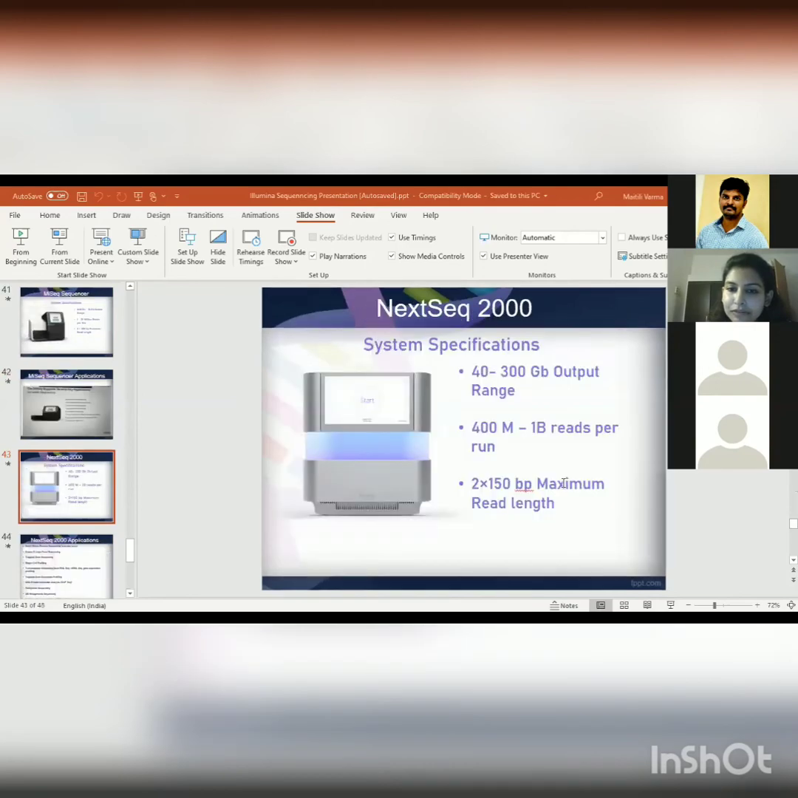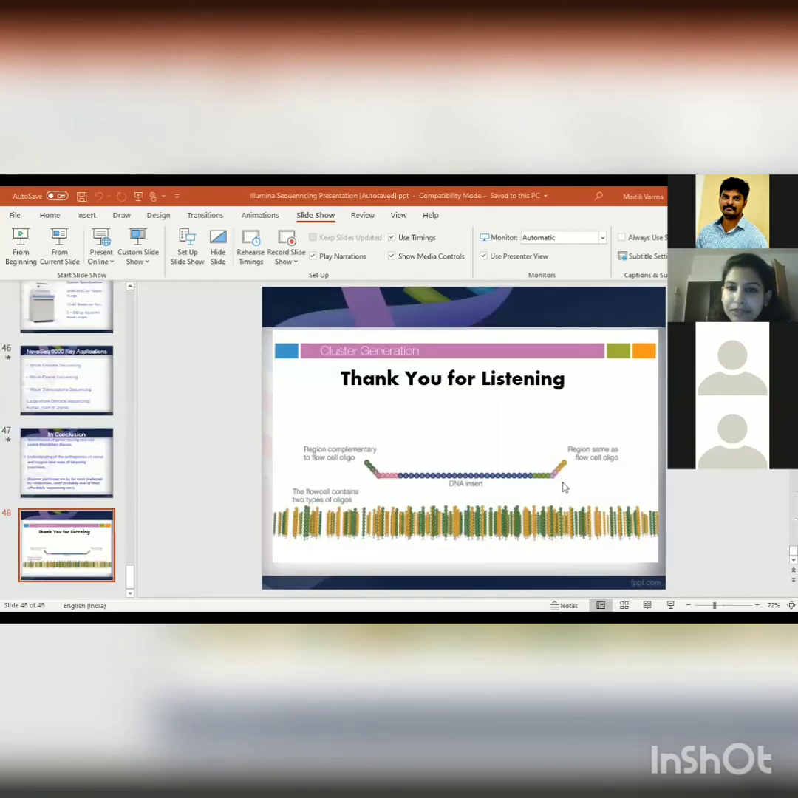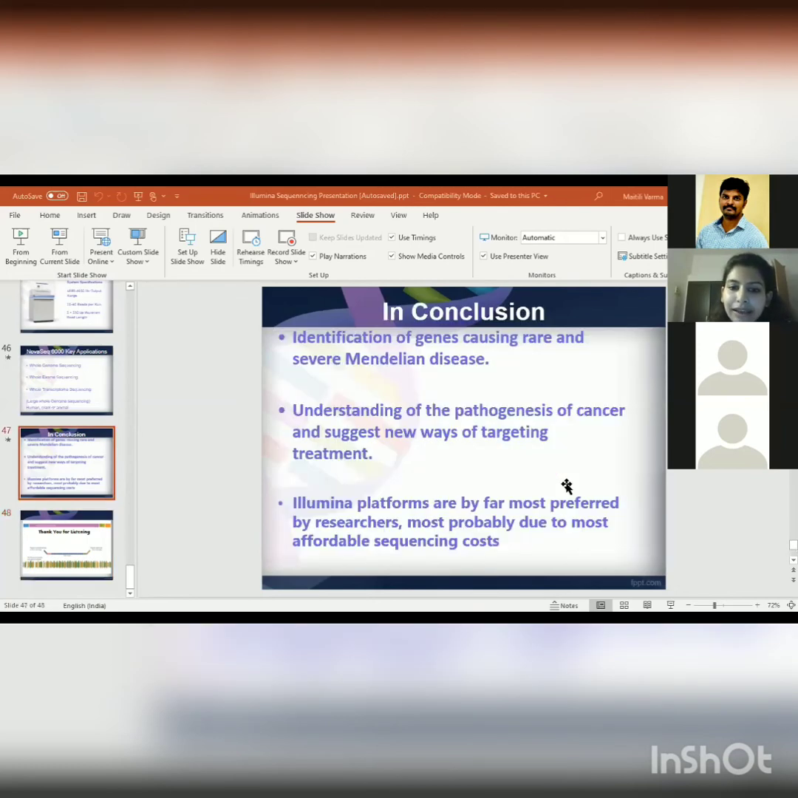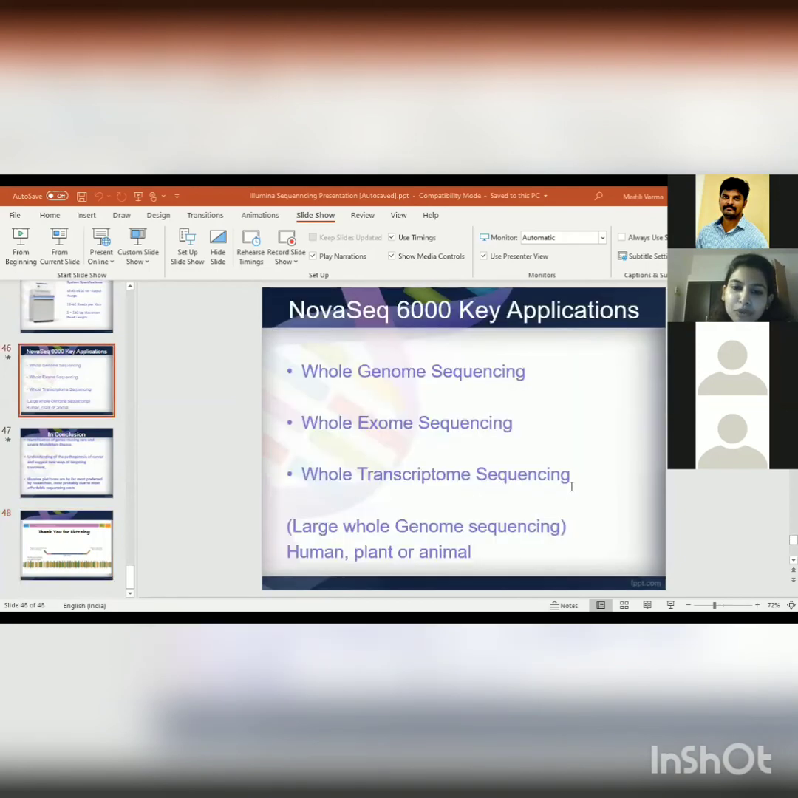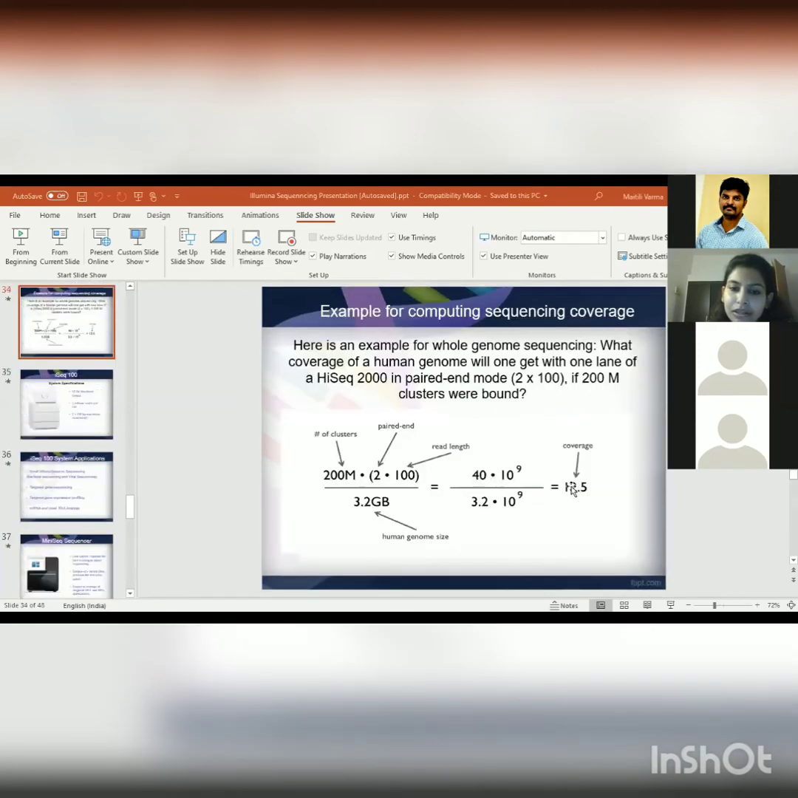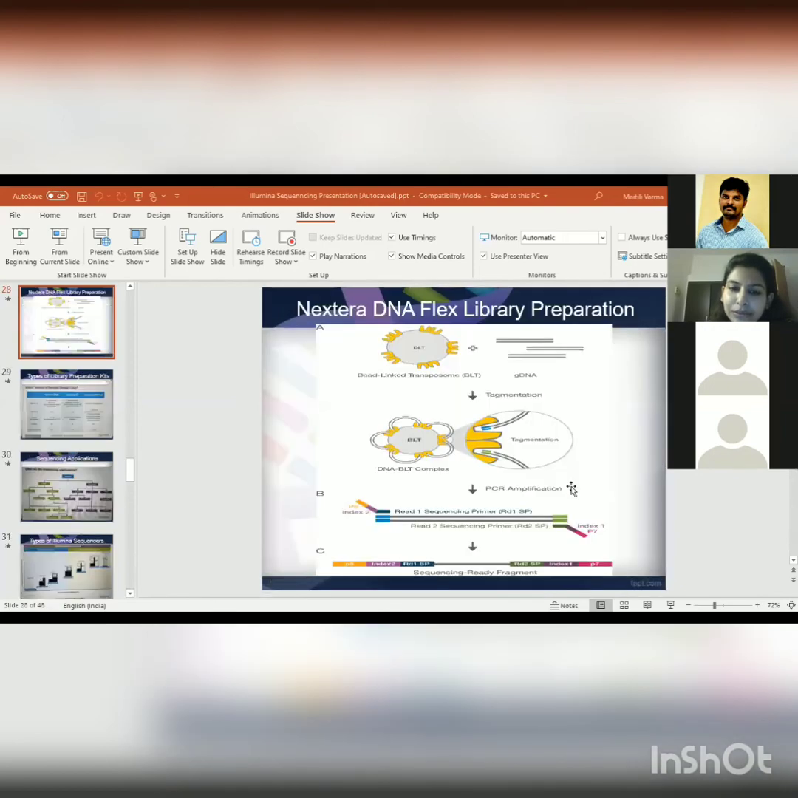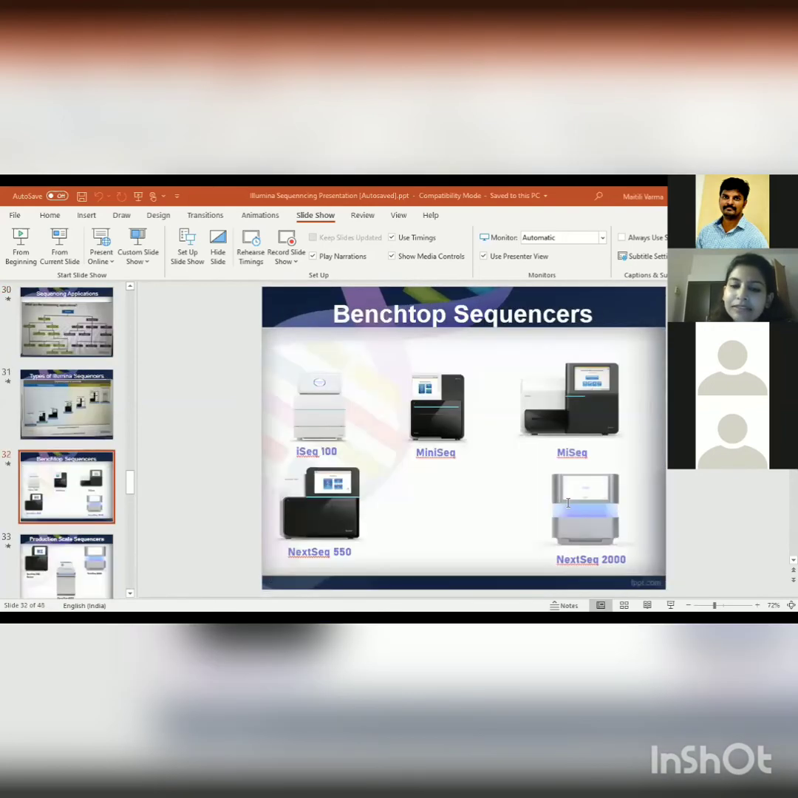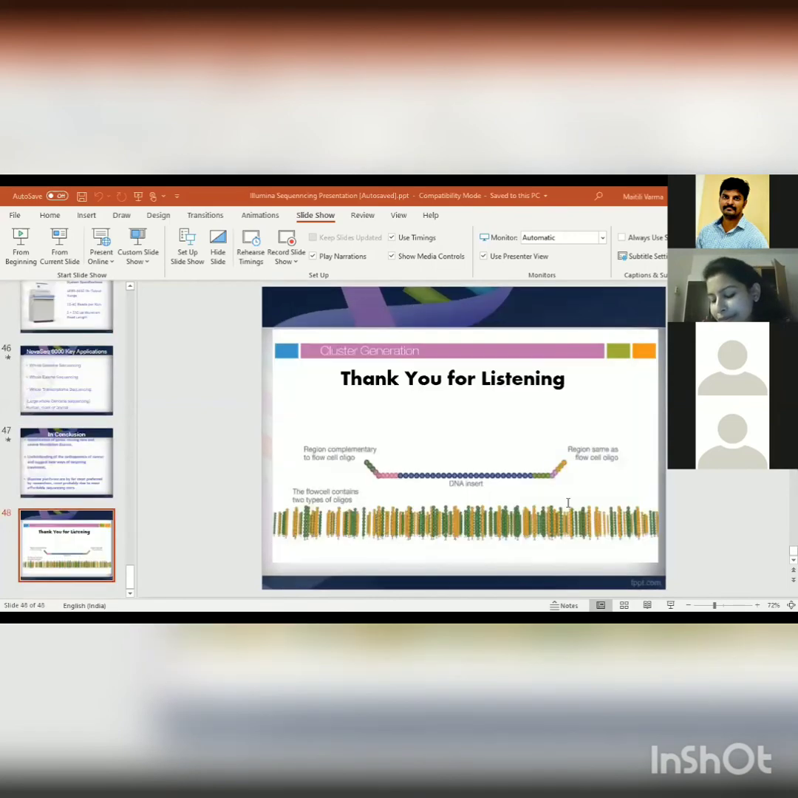One more query from Shamal. What is the percentage of accuracy of these machines? Illumina has only about 1% inaccuracy. It's very accurate for most parts. It's one of the most accurate machines, and they also do Sanger sequencing to validate these results.